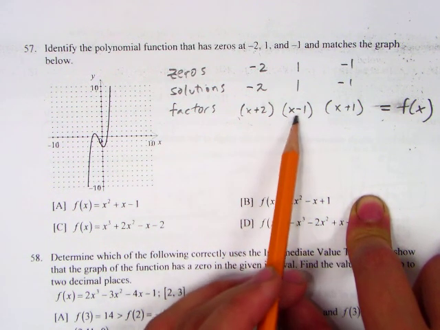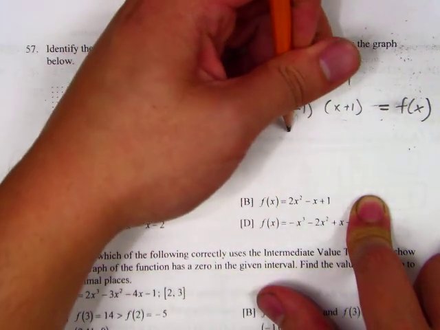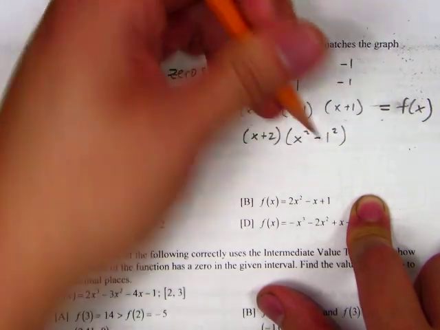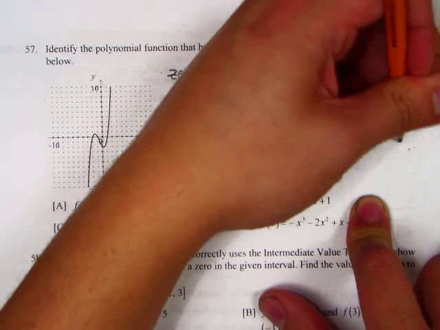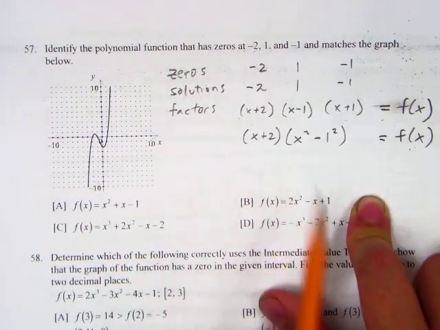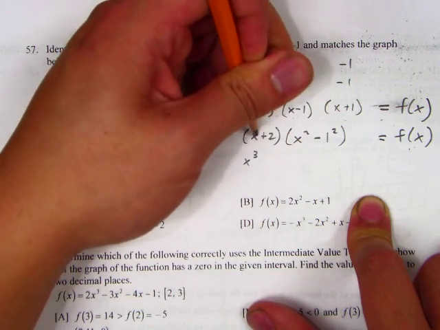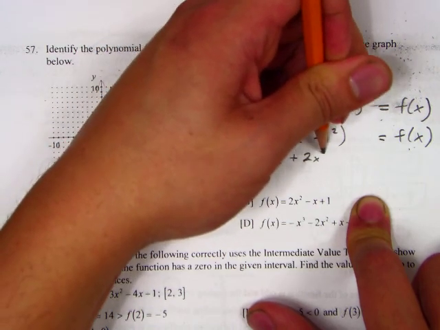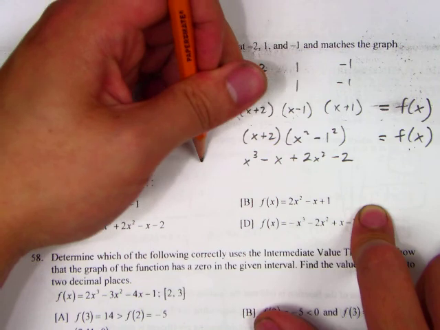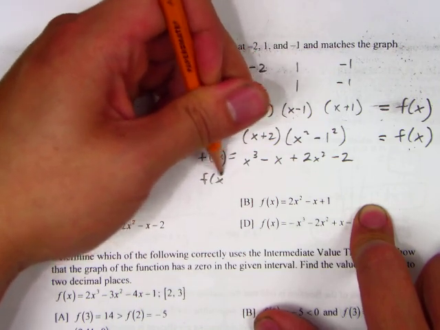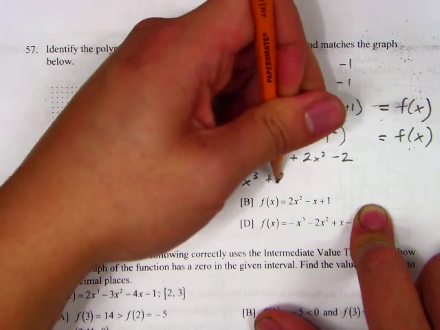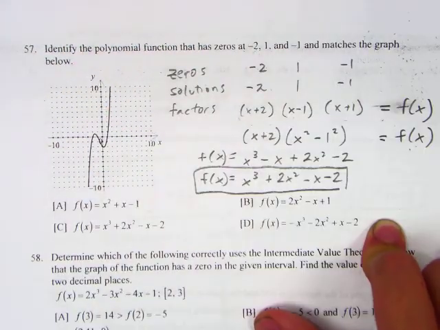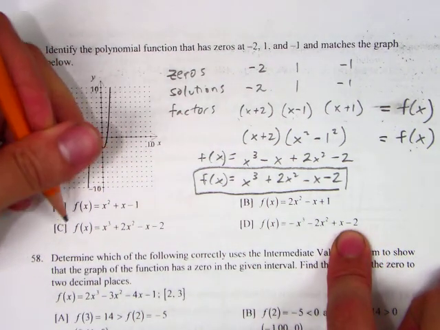That's a difference of two squares, right? They're the same terms. One's negative, one's positive. X squared minus 1 squared, which is just 1. I'm just pointing out it's a difference of two squares. Then we would FOIL this again. So we have x cubed minus x plus 2x squared minus 2. Let's write this in standard form. So I have x cubed plus 2x squared minus x minus 2. And that is C.